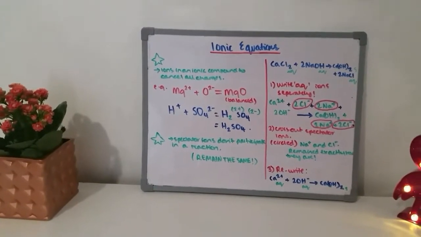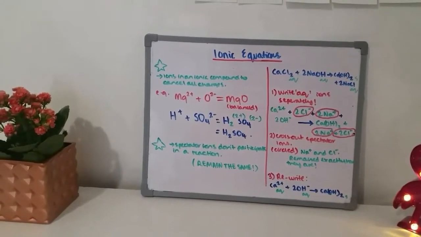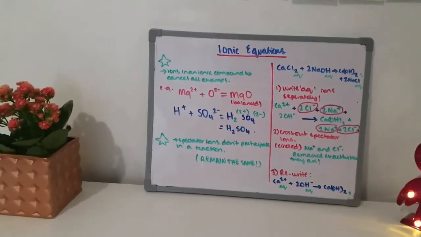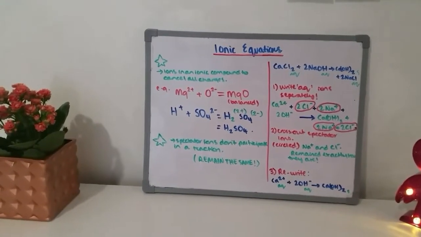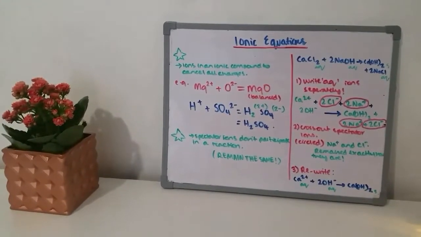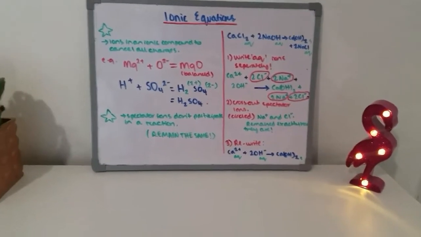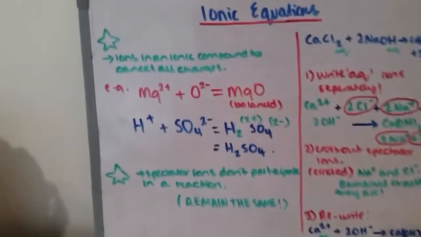So the opposite charges balance with the same charges but opposite signs, and this causes an overall charge of 0, which causes the ionic compound to be neutral. So here's some examples of what I have just said.